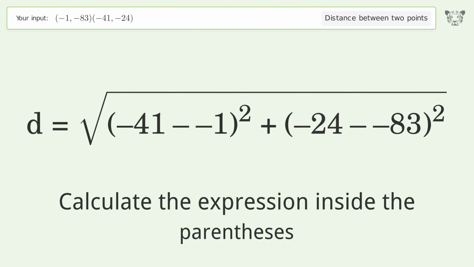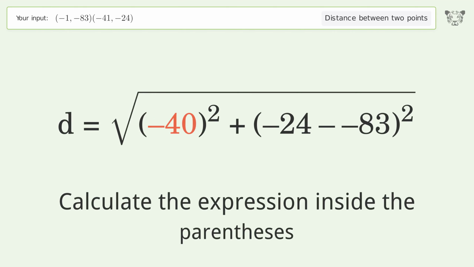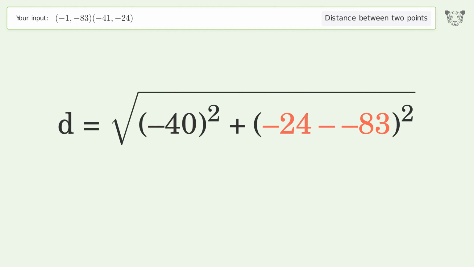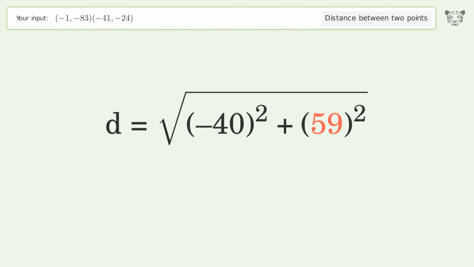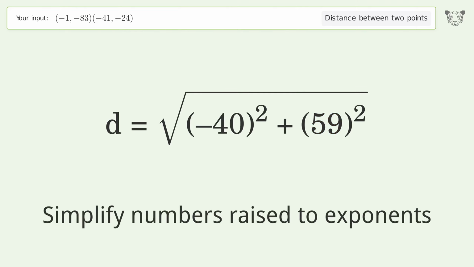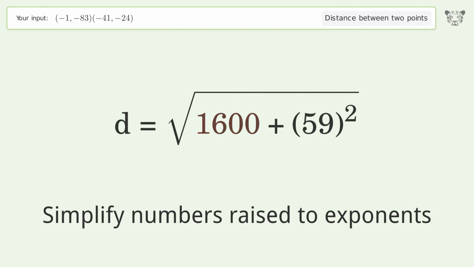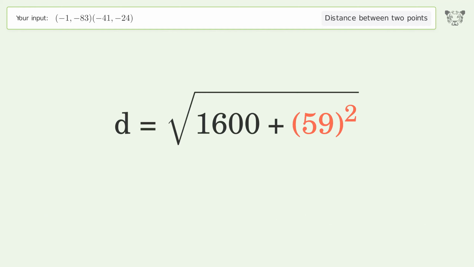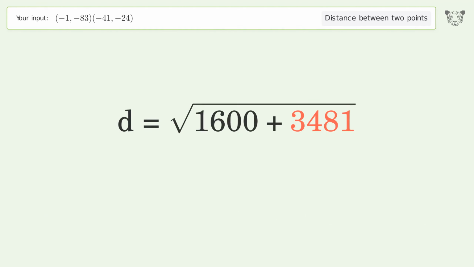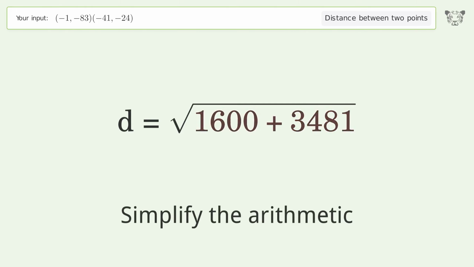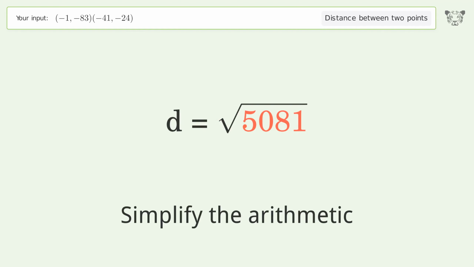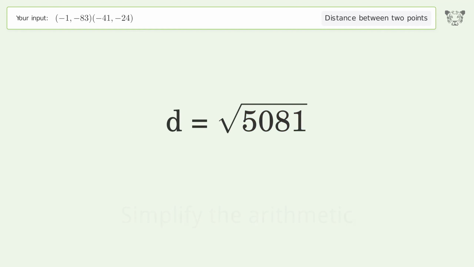Calculate the expression inside the parentheses. Simplify numbers raised to exponents. Simplify the arithmetic. And so the distance between the 2 points is the square root of 5081, or 71.281.